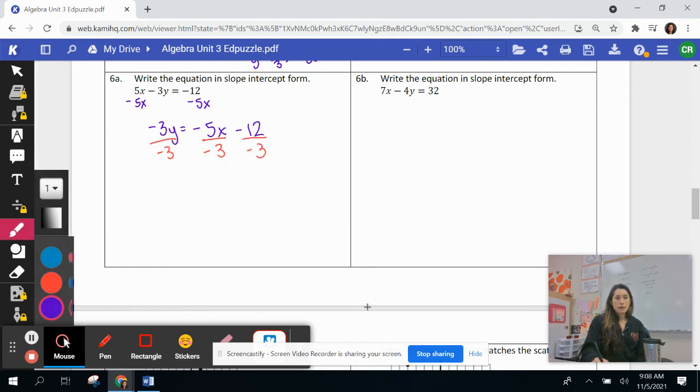And that's going to give us negative 3y divided by negative 3 is y. Negative 5 divided by negative 3 is 5/3. You can check that on your calculator. Make sure you place the x after it. And negative 12 divided by negative 3 is positive 4. And that's in slope-intercept form. Okay, go ahead and give the equation in slope-intercept form for question 6b.